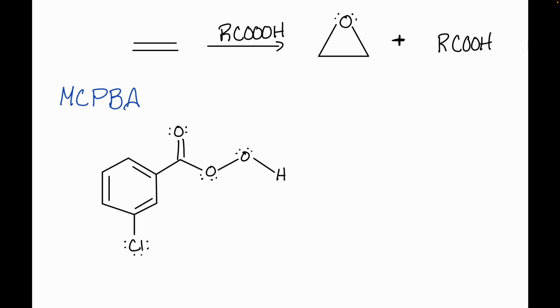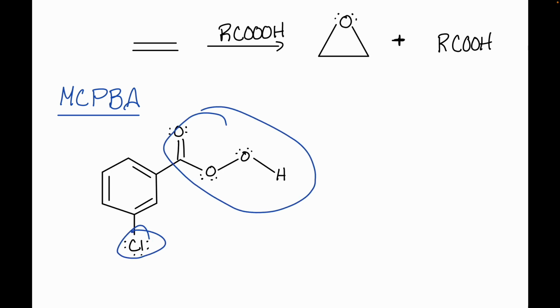We always just abbreviate it MCPBA, but it's meta-chloroperoxybenzoic acid. All right, so we can see we have a chloro group and our peroxy acid group meta to one another. But this is sort of the preferred method of converting alkenes to epoxides.